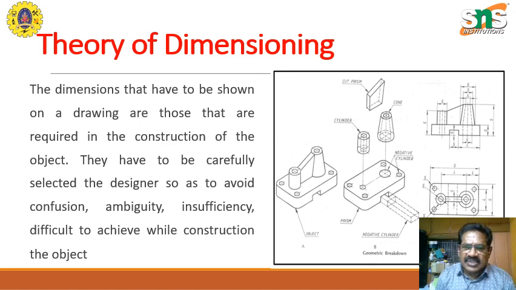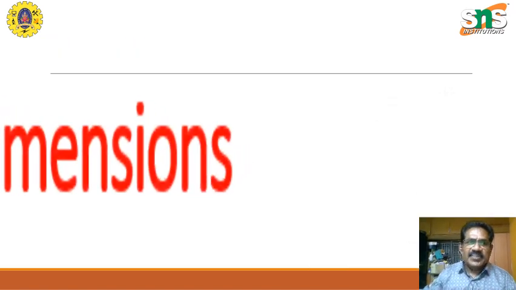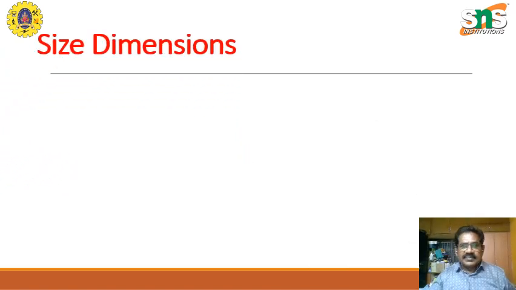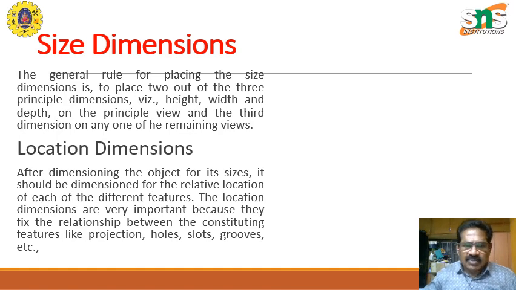If it is an edge, what it is supposed to be. If it is a curve on the edge, then where is the center point of the edge. Now, if it is a square dimension, what is the distance between the two sides. Those kinds of things come under the theory of dimensioning. Now, this one is the size, the second one is the location.